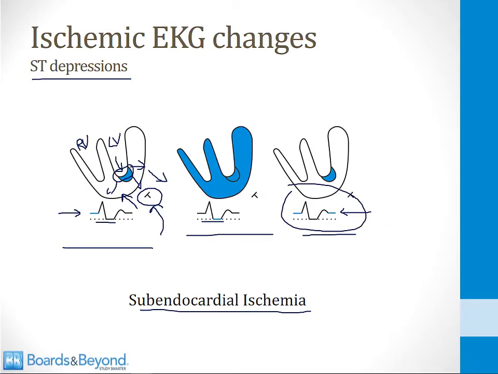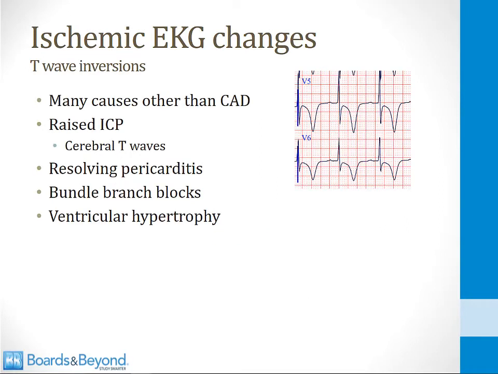You see ST depressions, but in reality, these are caused by baseline ST elevations. But nevertheless, the appearance they give on the surface ECG is ST segment depressions, and that's because of an area of subendocardial ischemia. Another EKG change you can see in subendocardial ischemia is a T wave inversion.